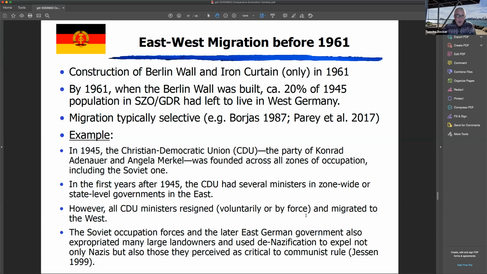It's not a random draw. It's not like people flip a coin and decide to leave, but people decide, they optimize. And also that is visible in the east-west migration patterns.